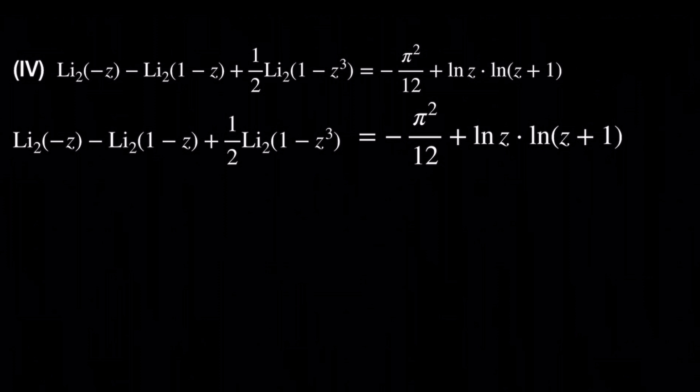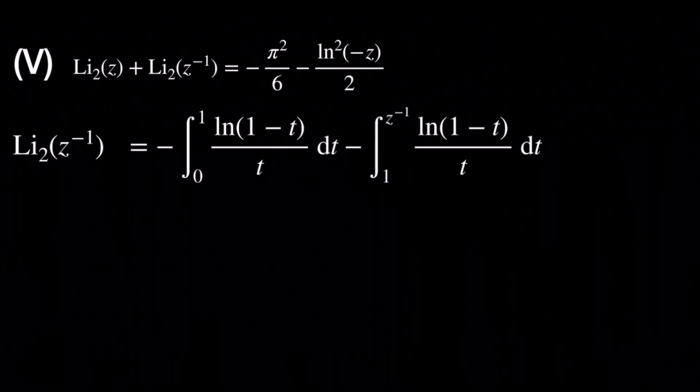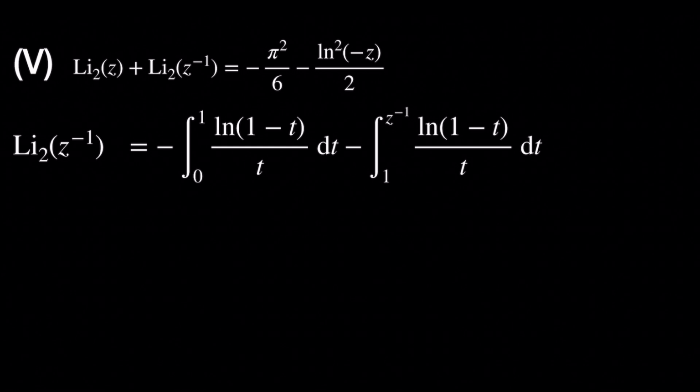Okay, now we just have the last identity, the fifth identity, and it is Li2 of z plus Li2 of z to the negative 1 is equal to negative pi squared over 6 minus the square of log of negative z divided by 2. So we're going to start with Li2 of z to the negative 1. Now, we know that it's going to be negative the integral from 0 to z to the negative 1 of log of 1 minus t divided by t dt.